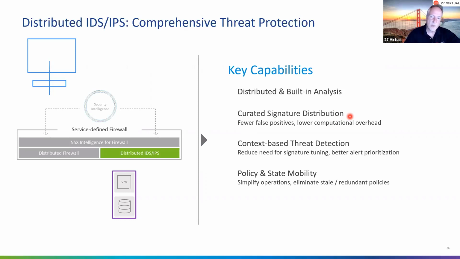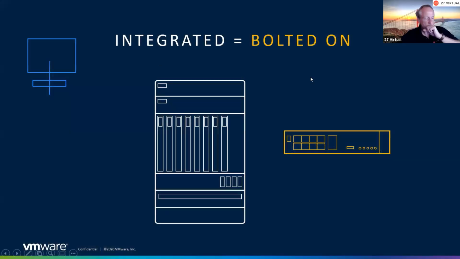It is context-based threat detection. It can actually look into those signatures and learn from them as well. And it's policy and state mobility. We can actually look to see if we have redundant policies and keep our design of our policies clean and make sure that there's no stale entries in there or no holes in our security. One thing that's important about this concept, as I just alluded to on this little picture here, up here on the left, is that it's integrated versus bolted on. And that's really what this is saying. This is my VM. I could put an agent in the VM and bolt on the security, or I could have it integrated in the kernel.